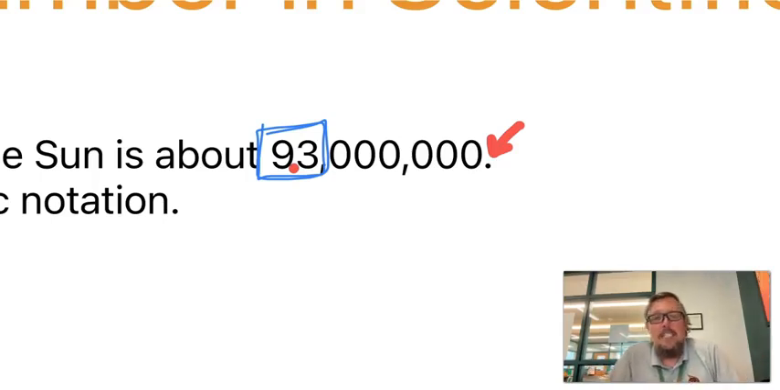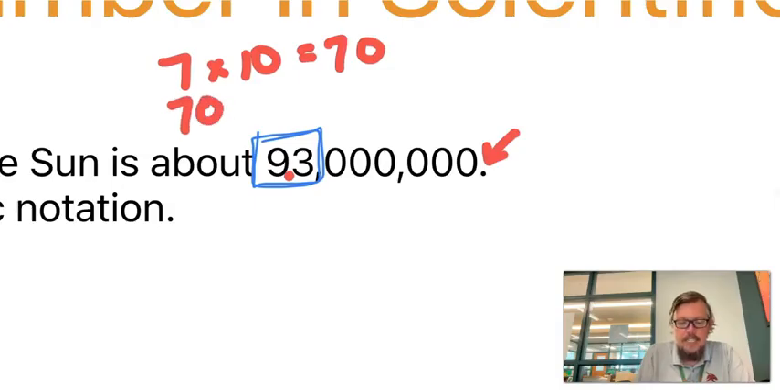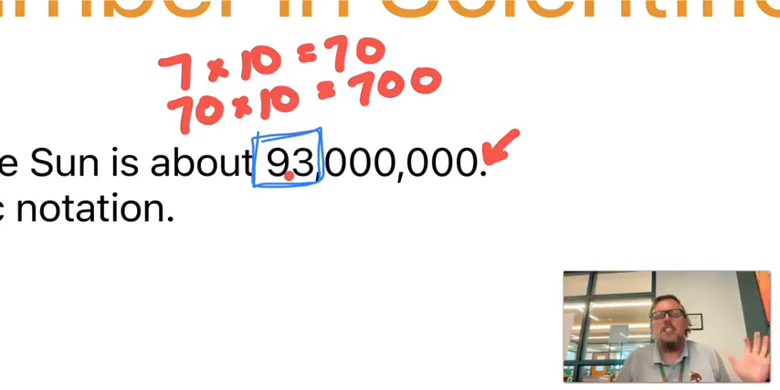Now, the reason we're counting spaces is because when you multiply by 10, all that happens is that you move the decimal over one spot. Multiplying by 10 just adds a 0 to the end. For example, 7 times 10 is just 70. We just add a 0 to the end. 70 times 10, we just add another 0 to the end. It's 700. So when you multiply by 10, you're just adding a 0 to the end, which is the same thing as just moving the decimal over a spot.